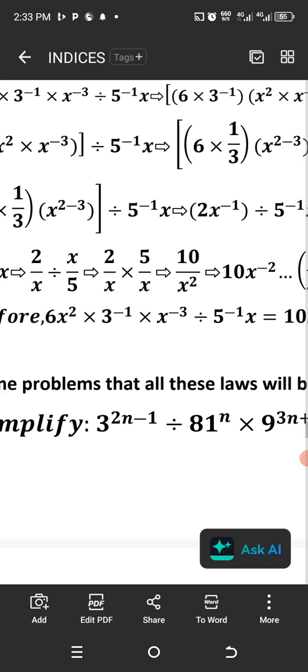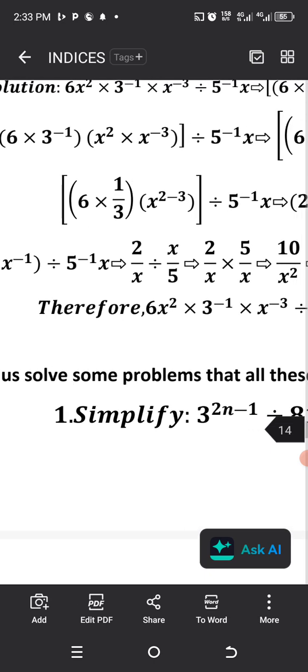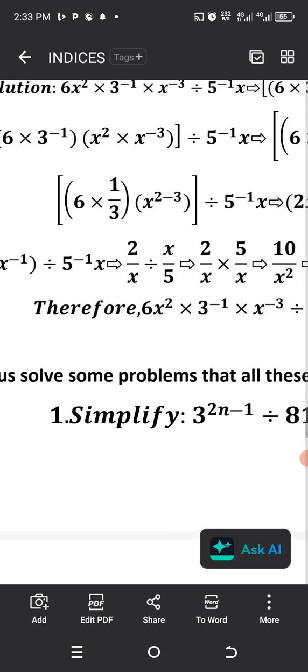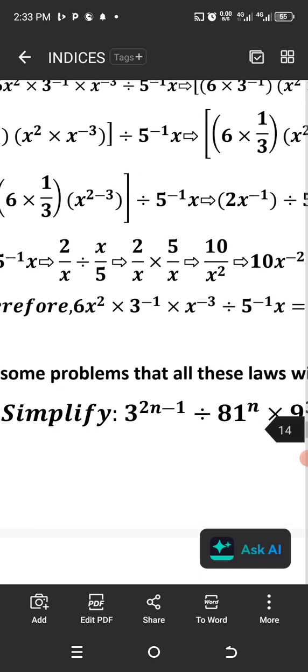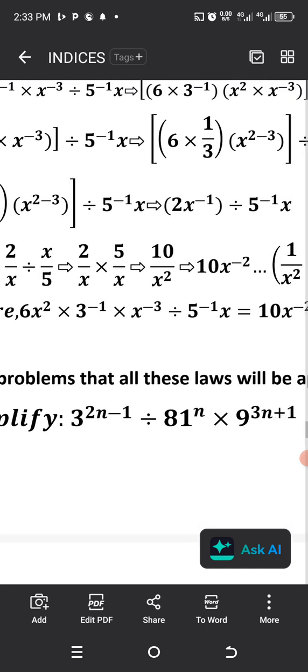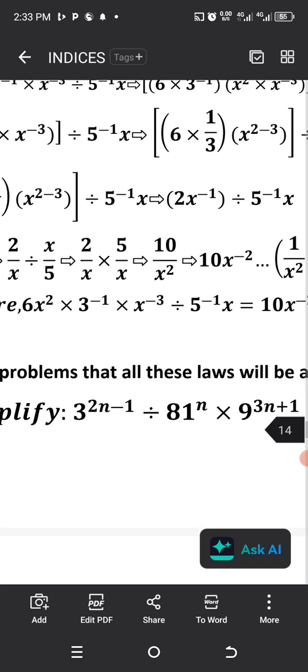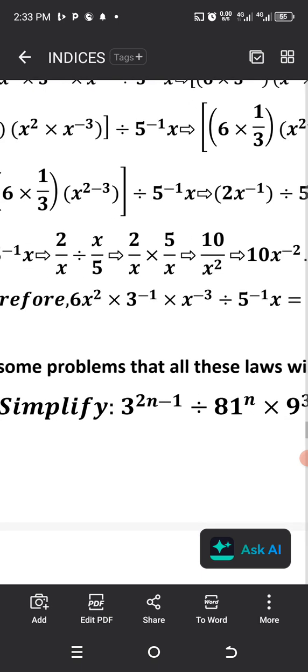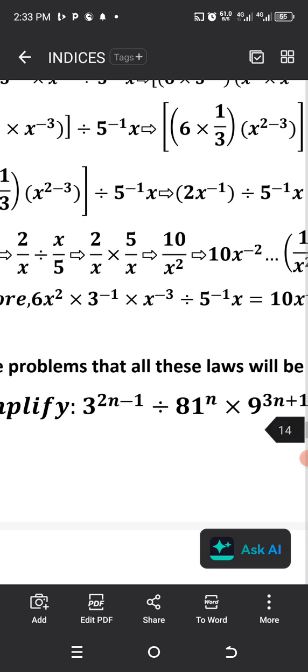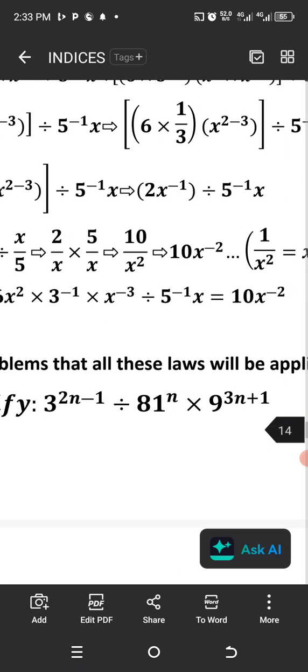So collecting the like terms, you can express it that 2x raised to power minus 1 is actually 2 multiplied by 1 over x, which is going to give you 2 over x, divided by, and also 5 raised to power minus 1 multiplied by x is going to give you x all over 5. So that's why you're having 2 over x divided by x over 5. And if you express it in multiplication form, that will be 2 over x multiplied by 5 over x. That is 10 all over x squared. And the final answer is 10 multiplied by x raised to power minus 2.